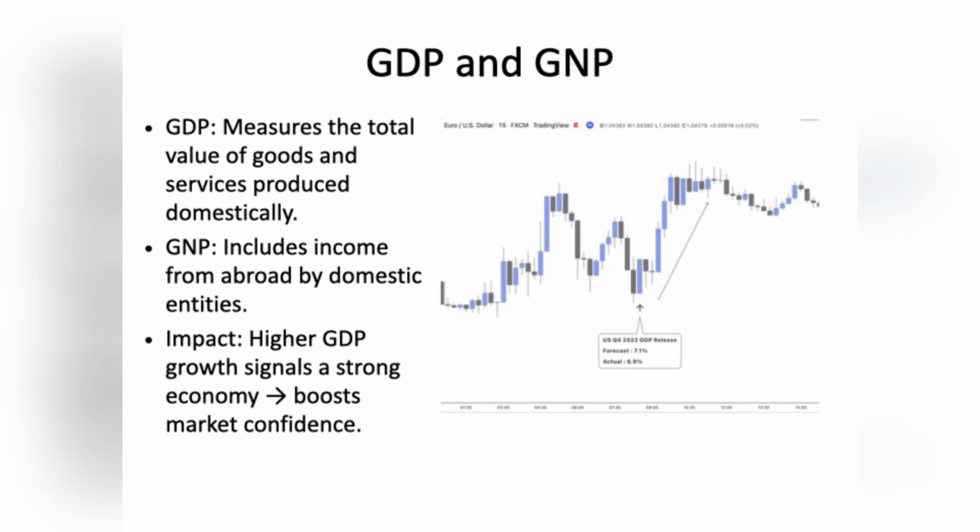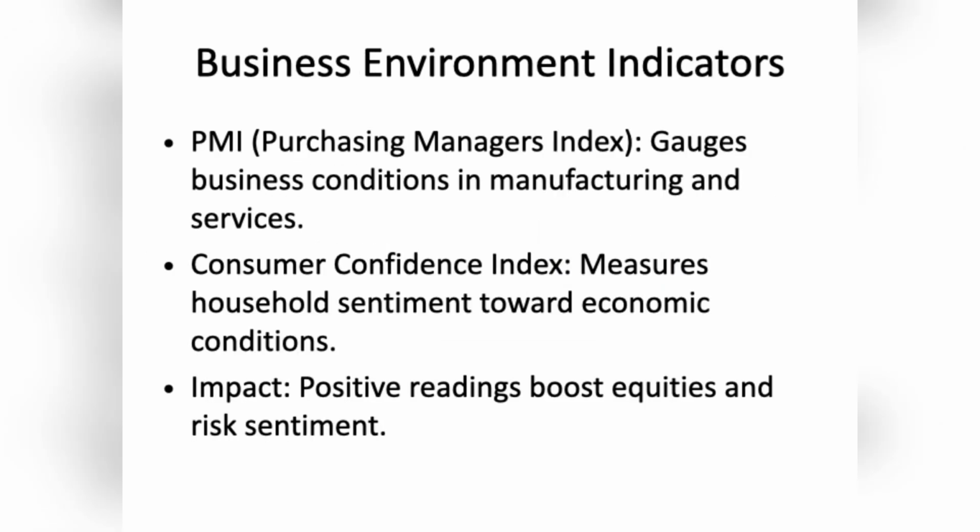Beyond the hard numbers, we also have indicators that gauge the feelings in the economy. The Purchasing Managers' Index, or PMI, is a superb leading indicator that gauges business conditions in manufacturing and services. A reading above 50 indicates expansion. Then there's the Consumer Confidence Index, which measures how optimistic households are about their financial situation. Positive readings in these indices are great for boosting equities and overall risk sentiment.